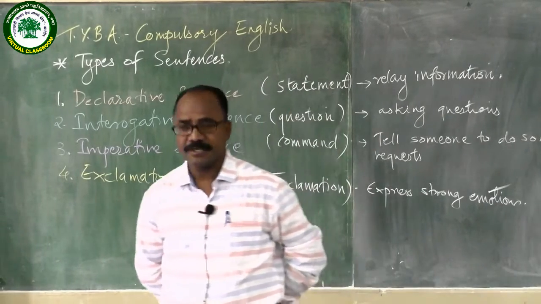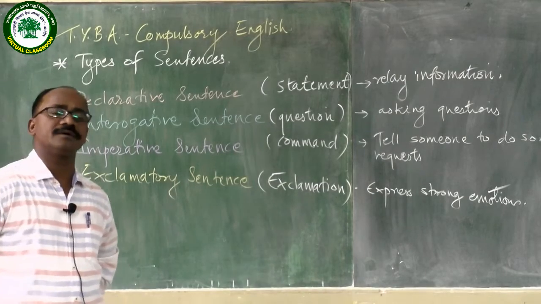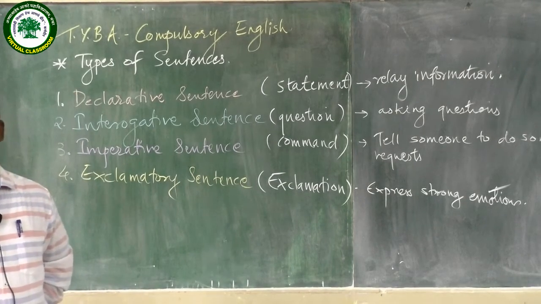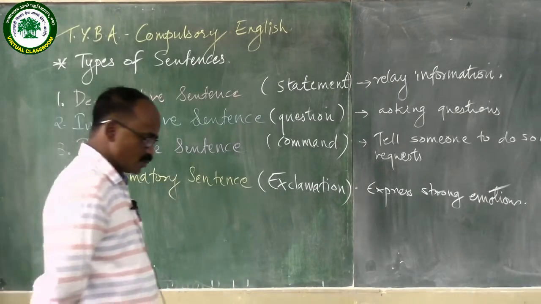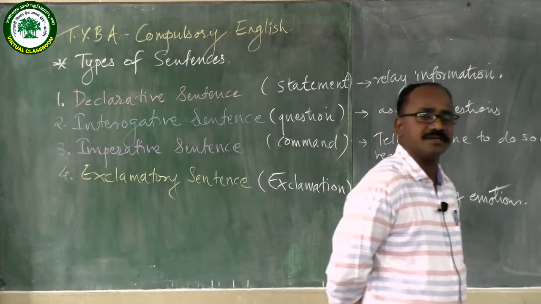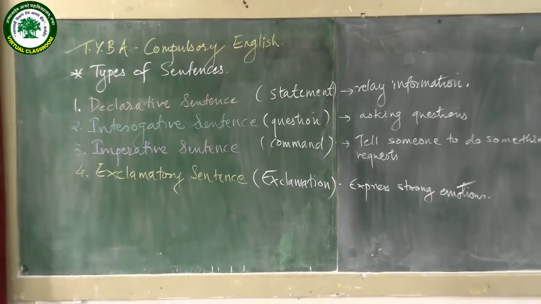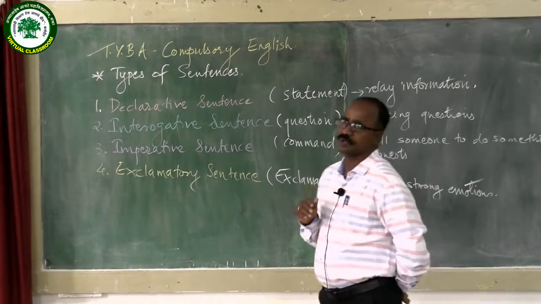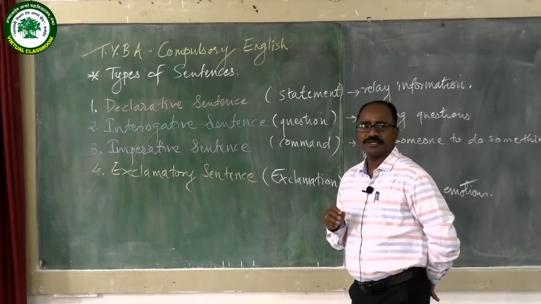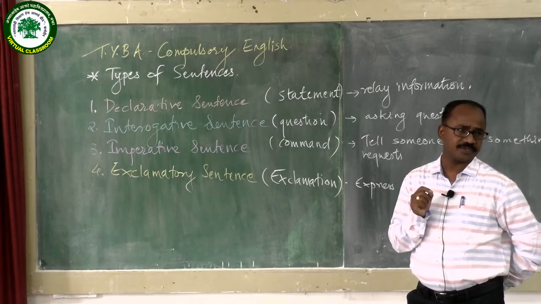Dear friends, when we use language while speaking or writing, generally we use 4 types of sentences to express our feelings, emotions, or other sort of communicative skills. So when we talk about this topic, types of sentences, generally there are 4 basic types of sentences in English.